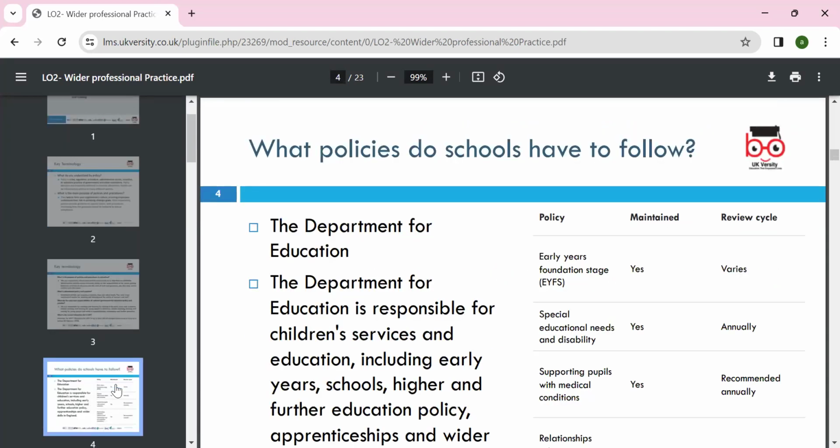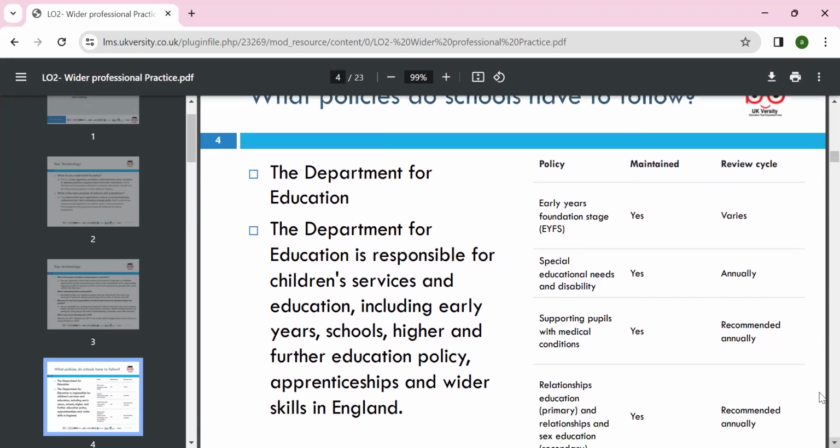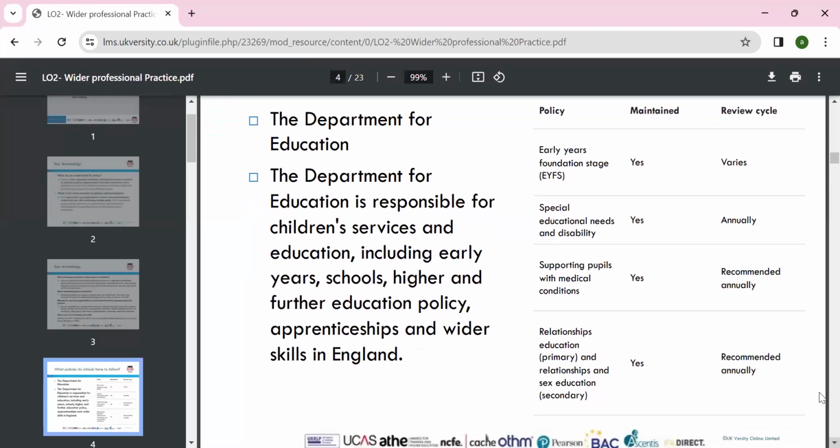So what policy do schools have to follow? The Department for Education is responsible for children's services. Education includes early years, schools, higher and further education. So there are clear policies in place in our organization, and those need to be reviewed. And of course, we have Ofsted, who always do inspections. So we have those things in place. That's fine, these are just generic.